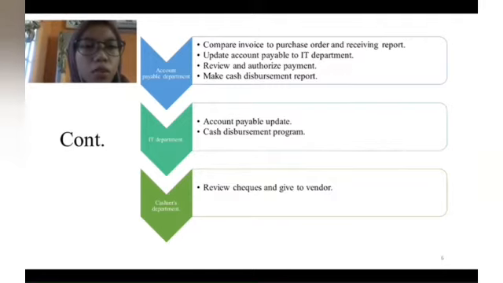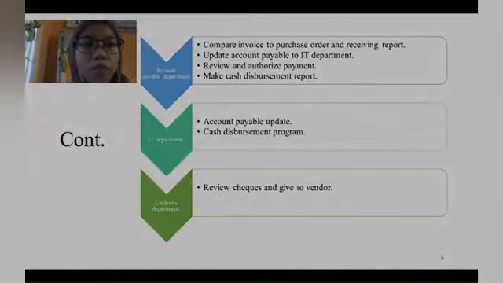Cashier department reviews checks and gives them to the vendor. Basically, the cashier department makes payment on behalf of the company to the vendor.